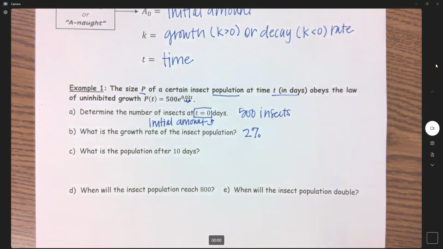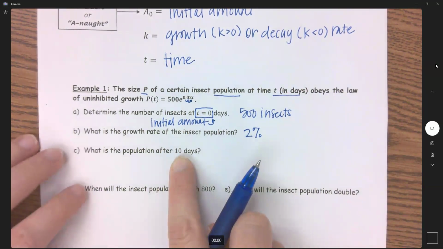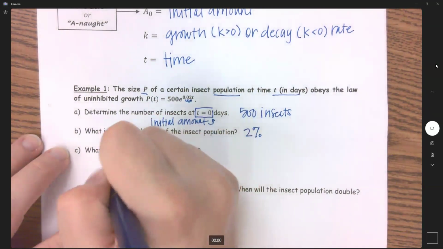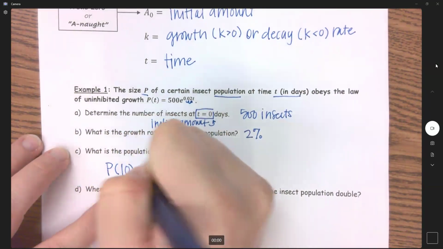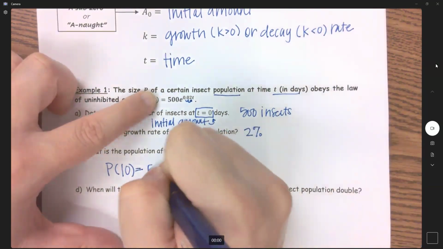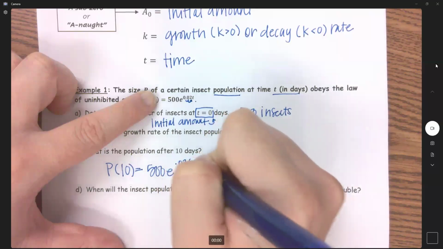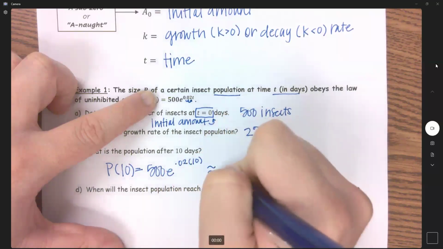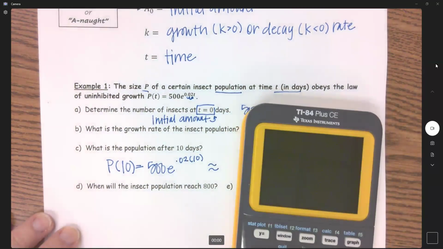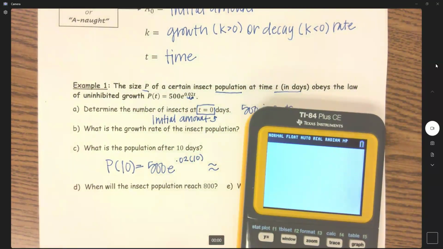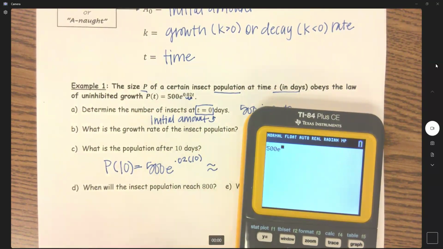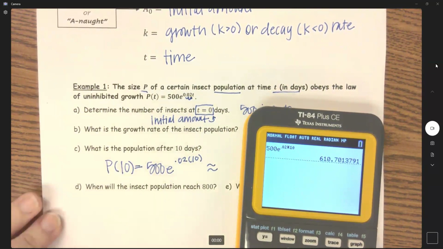So what is the population after 10 days? Well, there's my t. So I need to find P of 10. So we have 500 e to the 0.02 times 10. So calculator work here. And because we're talking about insects, we're going to round to the nearest whole insect. So we have about 611 insects.